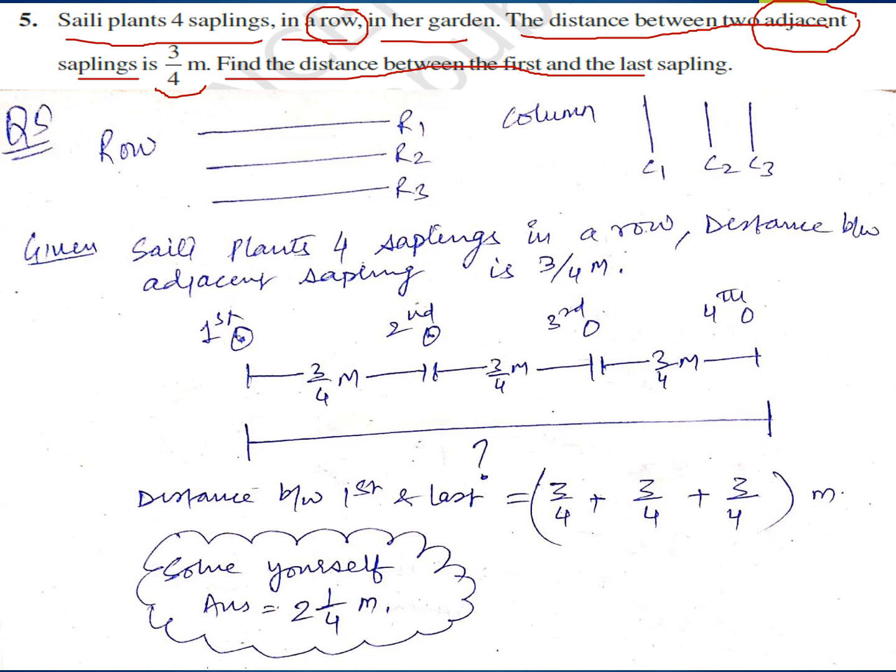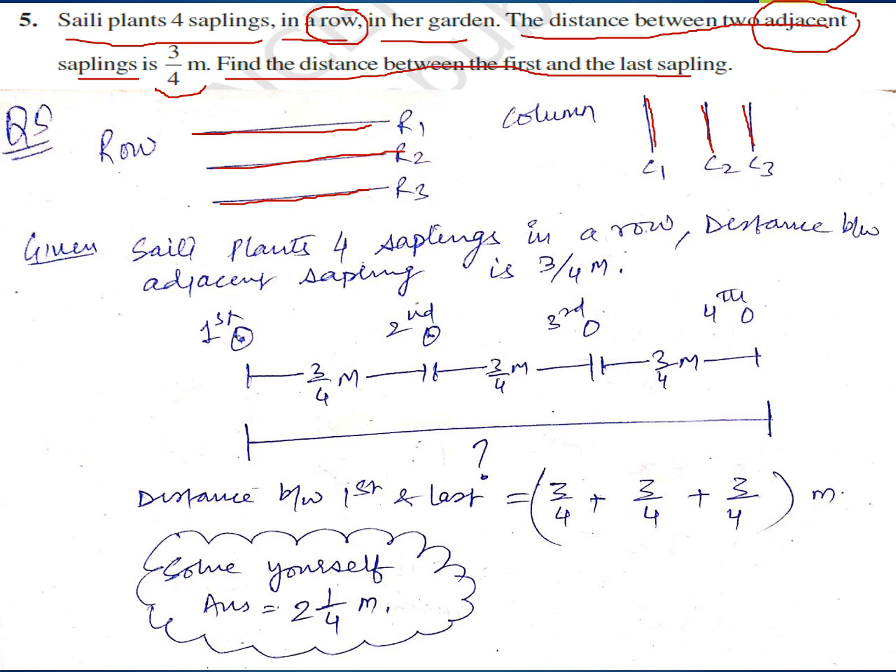So again, let's start with the first line. It is saying Sally plants 4 saplings in a row in her garden. First of all, what is a row? Rows are the horizontal lines. Here I have shown you 3 rows in front of you: first row, second row and third row. And the vertical lines are known as columns. So these are the rows and these are the columns. If I ask you in the morning assembly whether you stand row wise or column wise, you have to think about this.